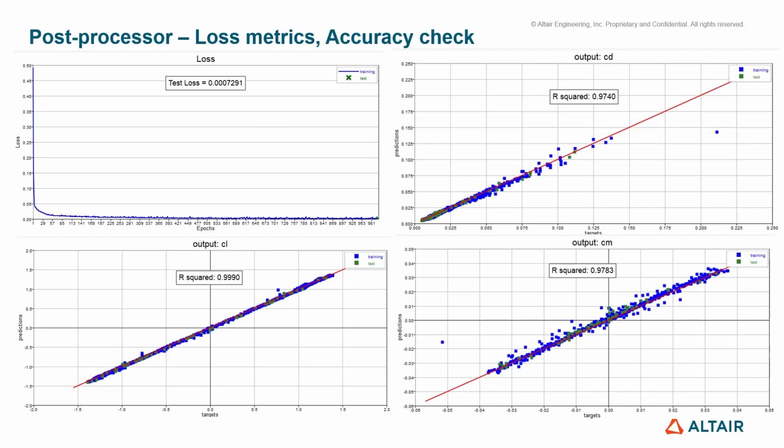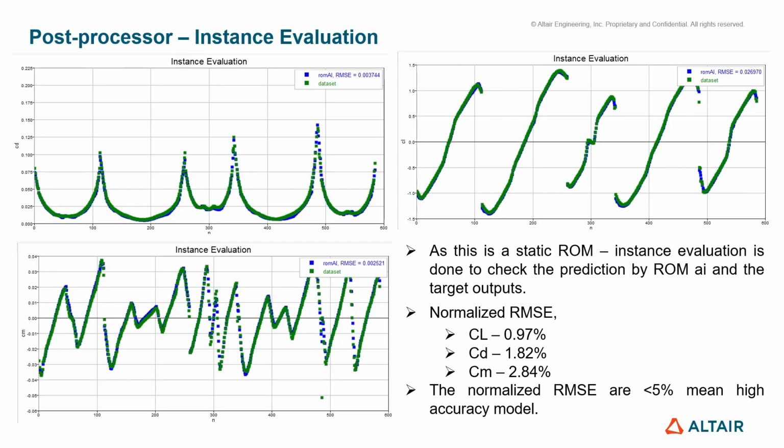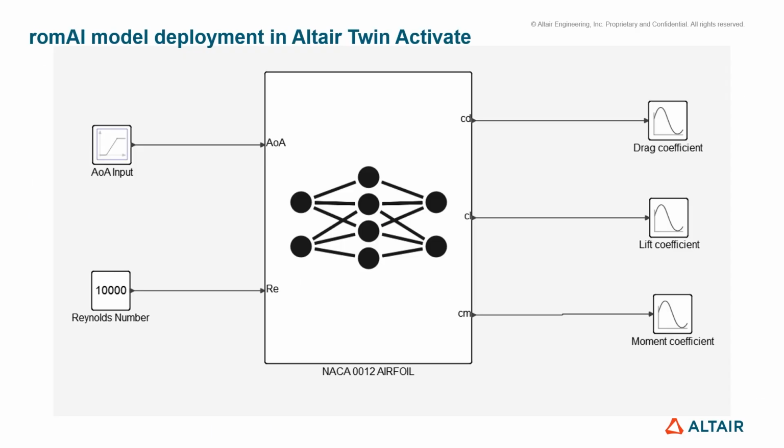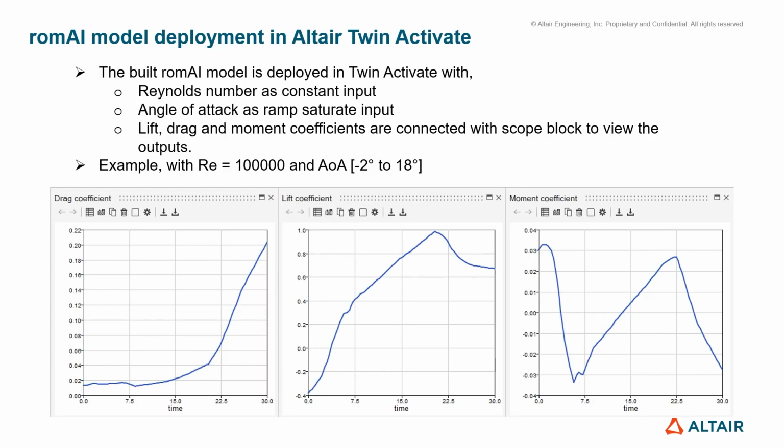The first model results. The results were fantastic. As you can see, the test loss was incredibly low. The R squared values here were 0.97. Here, for the instant evaluation, the lift coefficient hit an amazing value of 0.999 with normalized errors all below 5%. This is the RomAI model deployment in the Altair Twin Activate. These are the results of the open source dataset model that I have created.